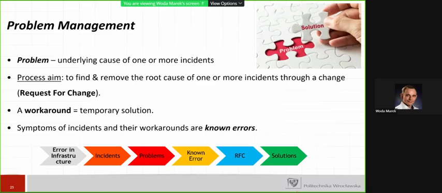So implementation with some approval, and there is another process involved in that, which you probably already have in mind. That is change management, which we will discuss in a moment.